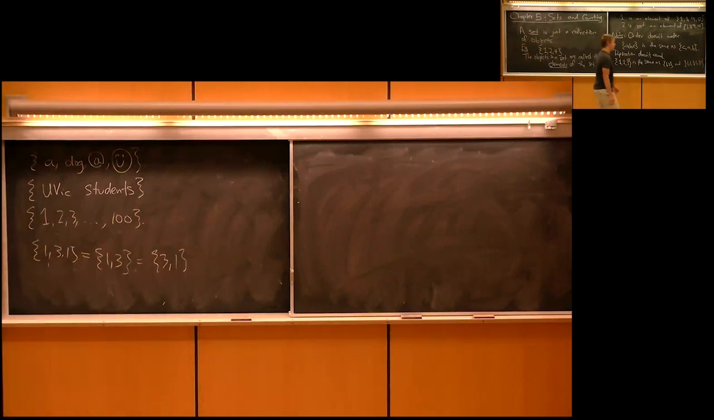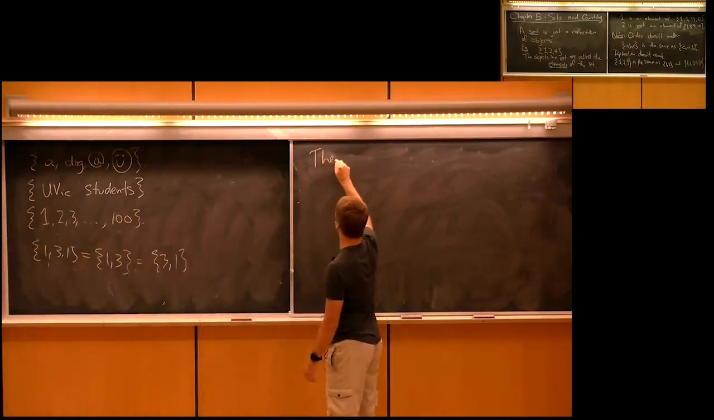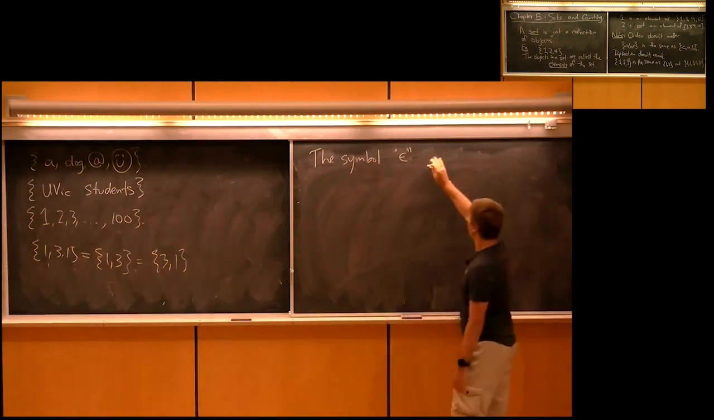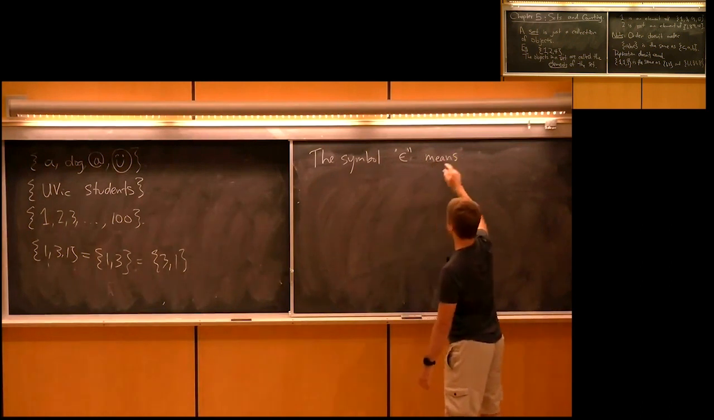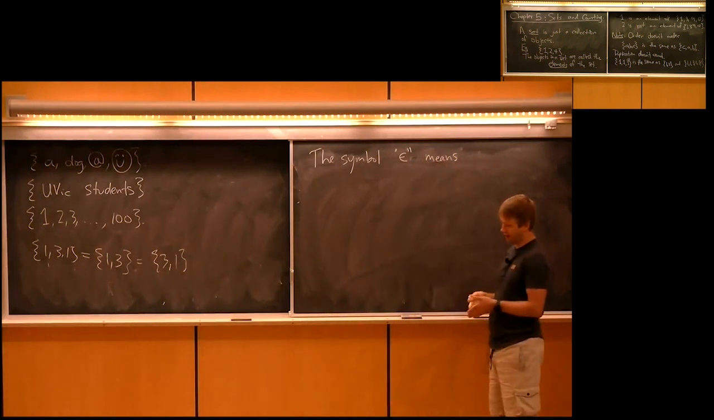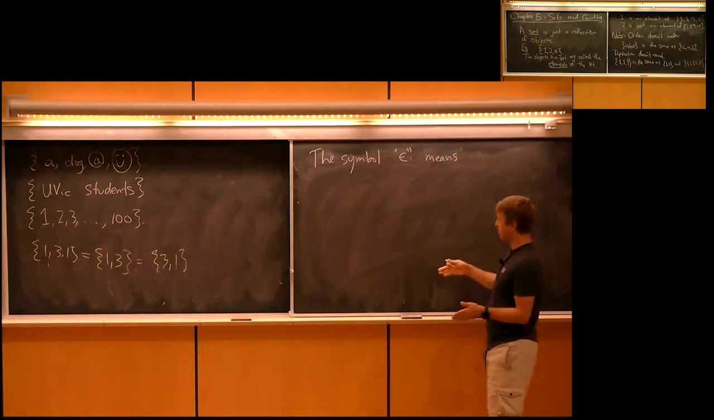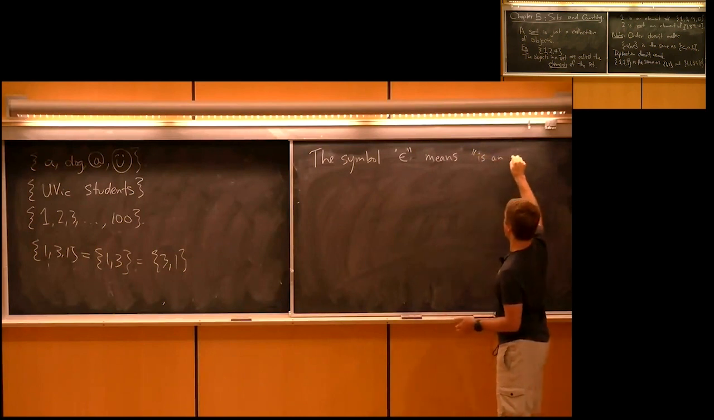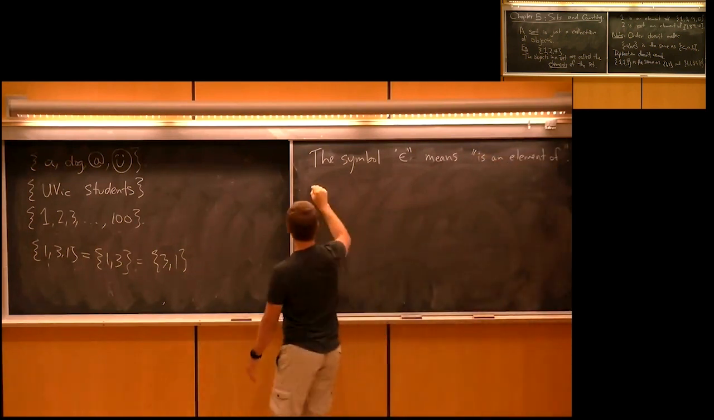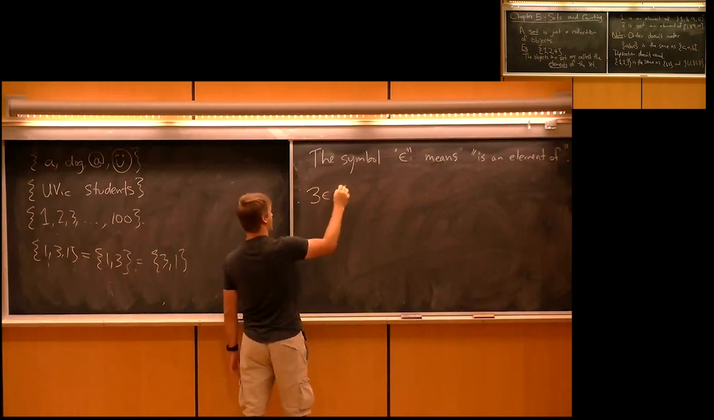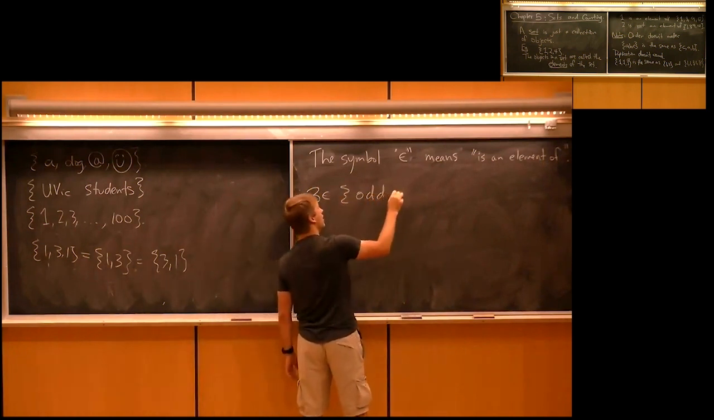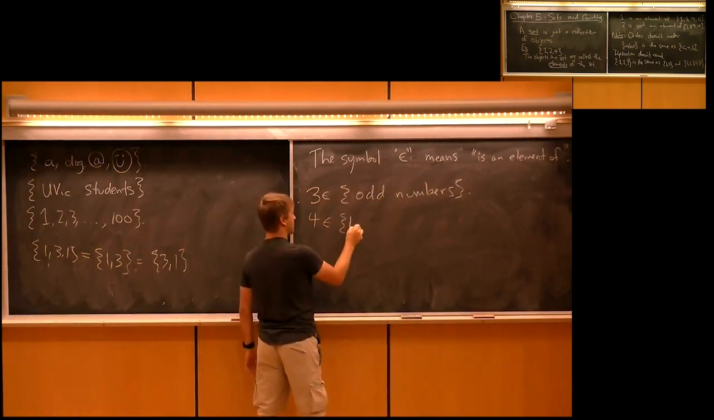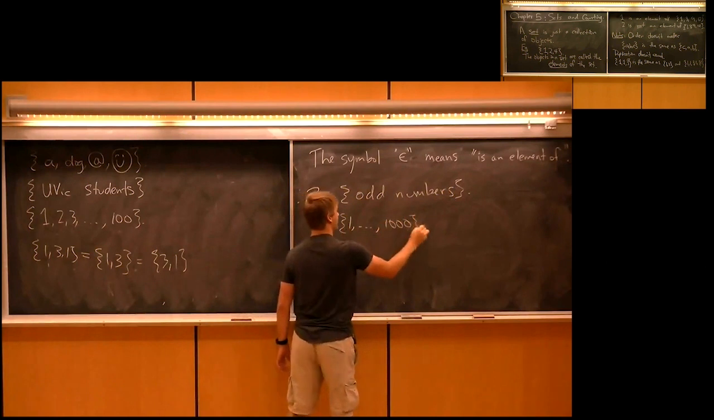So a bit more notation. The symbol that looks kind of like an E is just a shorthand for a string of words, meaning "is an element of." So if I write, for example, 3 is an element of the set of all odd numbers, or 4 is an element of the numbers 1 up to 1,000.